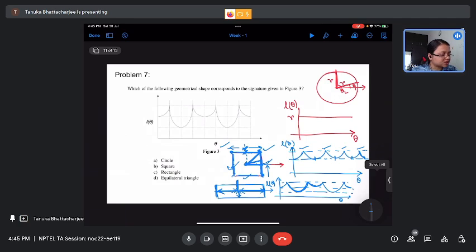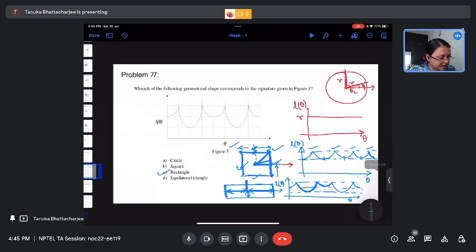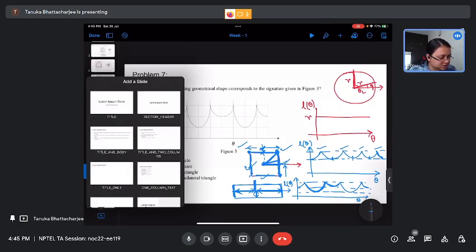So, this will be the signature for a rectangle. As you can see, the signature that is given in our question is for a rectangle actually. So, option C is the correct answer for this. But let us also try to define the signature for an equilateral triangle. That will complete the question.